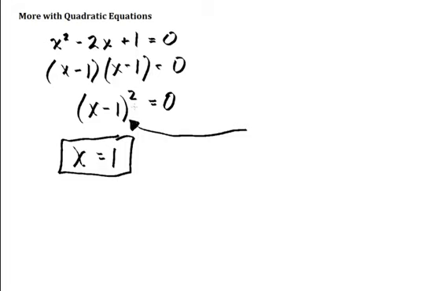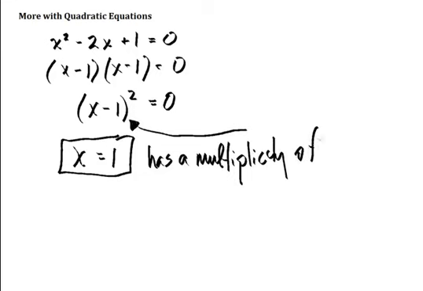What we say is that x equals 1 has a multiplicity of 2 because it was to the power of 2. Had it been to the power of 3, it would have a multiplicity of 3.